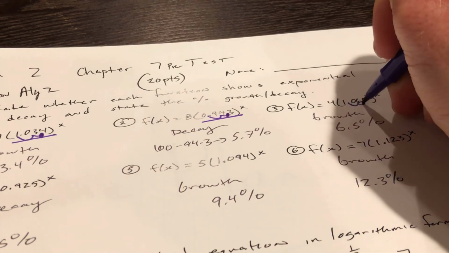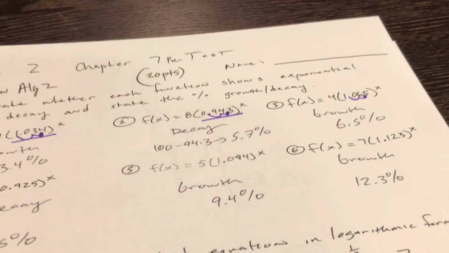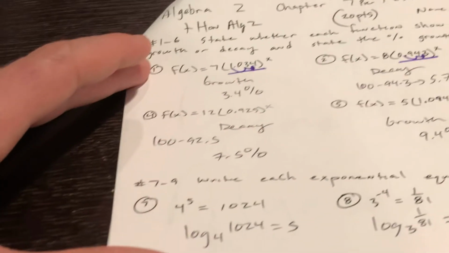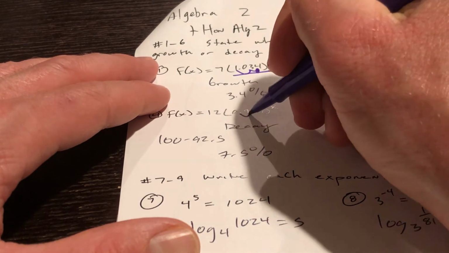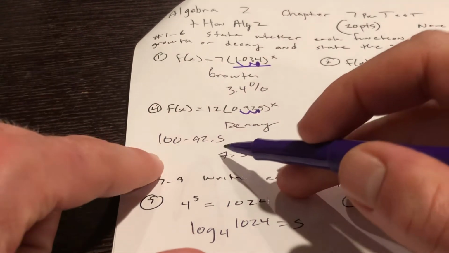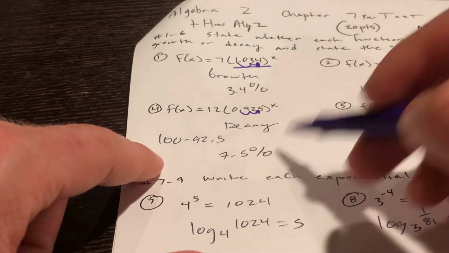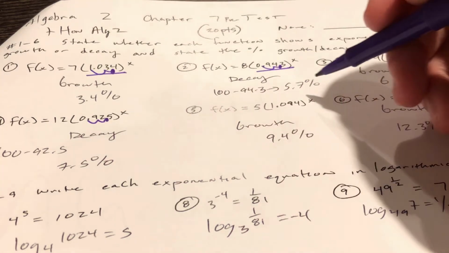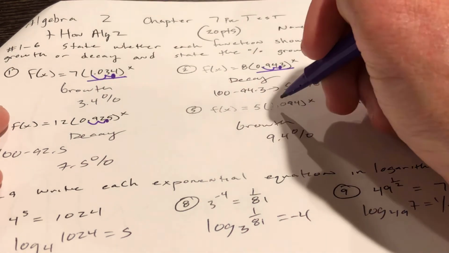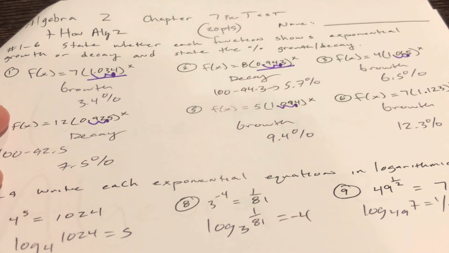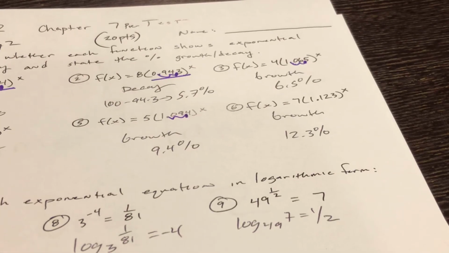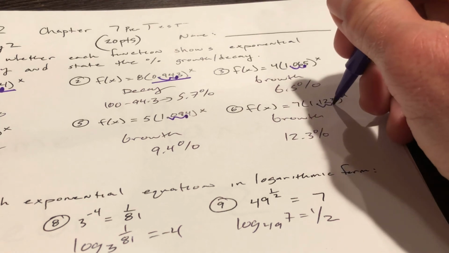Move the decimal over twice, 6.5% growth. The base is bigger than 1. Number 4, the base is less than 1, so it's got to be decay. Move it over twice, 92.5. 92.5 subtracted from 100, that's 7.5% decay. Number 5 is growth. Base is bigger than 1. Move that over twice, 9.4% growth. 6, base is bigger than 1, it's growth, 12.3%.